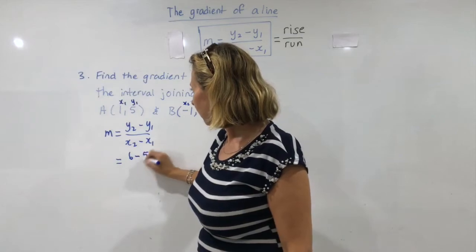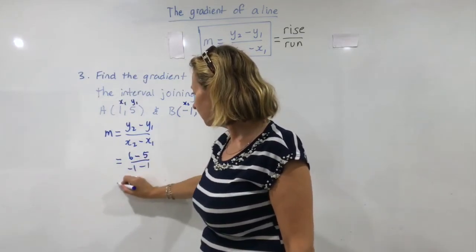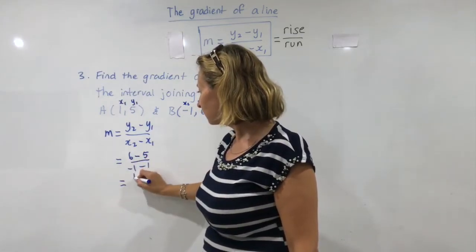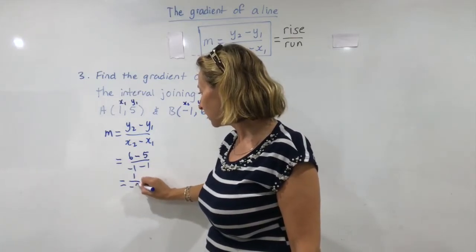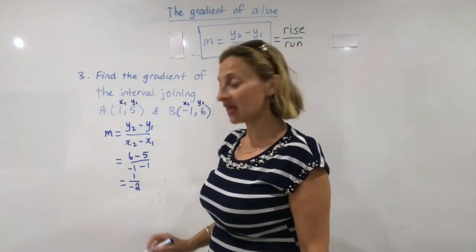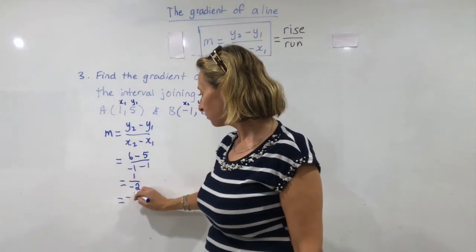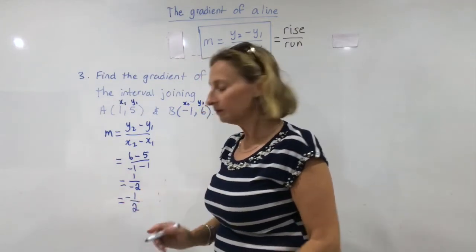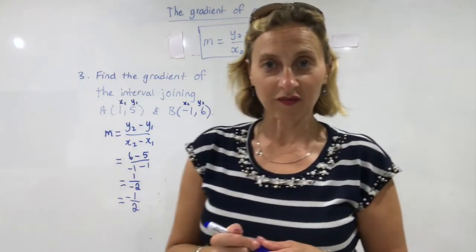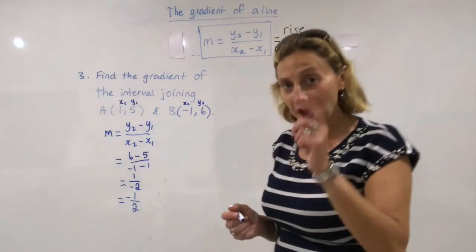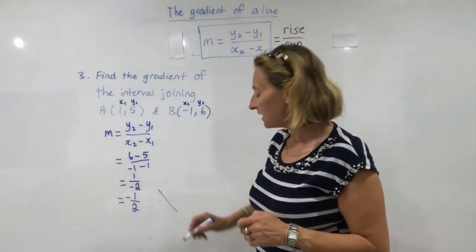6 minus 5 over negative 1 minus 1. 6 take away 5 is 1. Negative 1 minus 1 is minus 2. You can leave your answer like that, but I actually think that it's nicer to put the minus on the top. So my gradient is negative 1/2. And what does that mean? It means that if I was to draw it, my line would be in that direction.